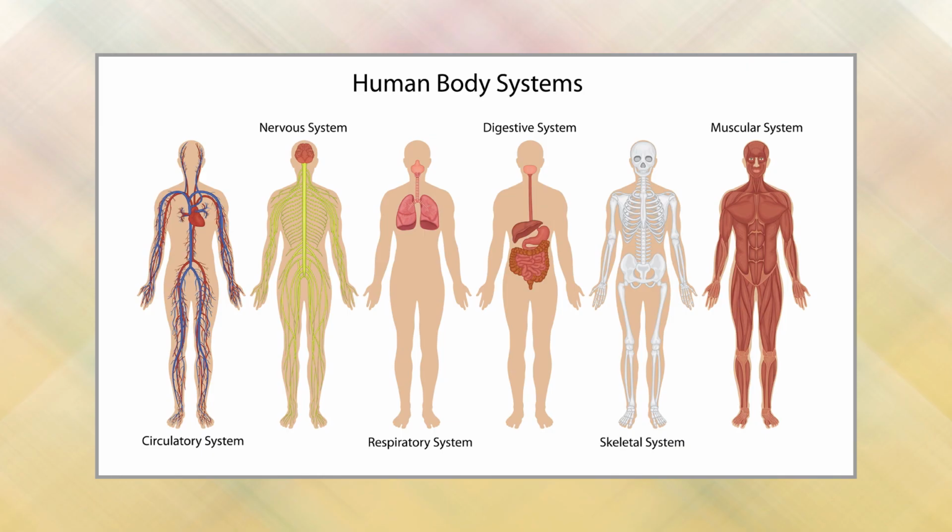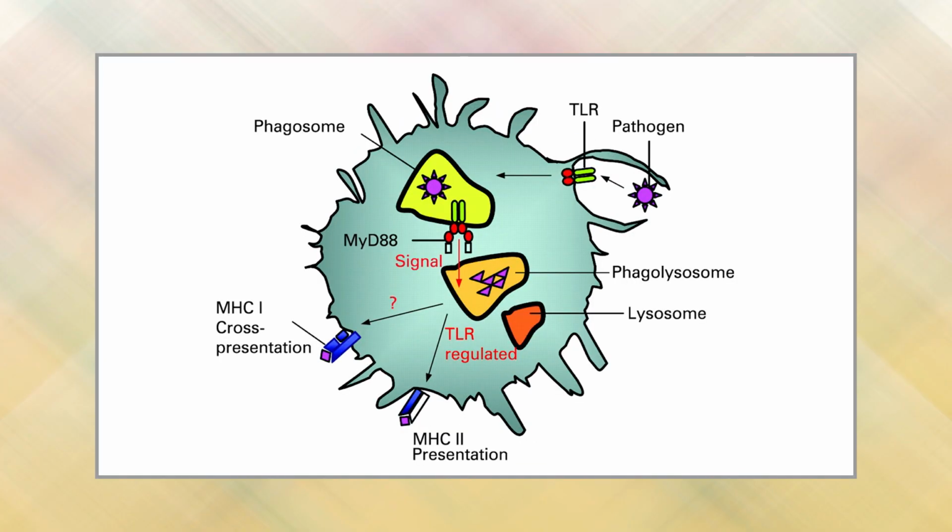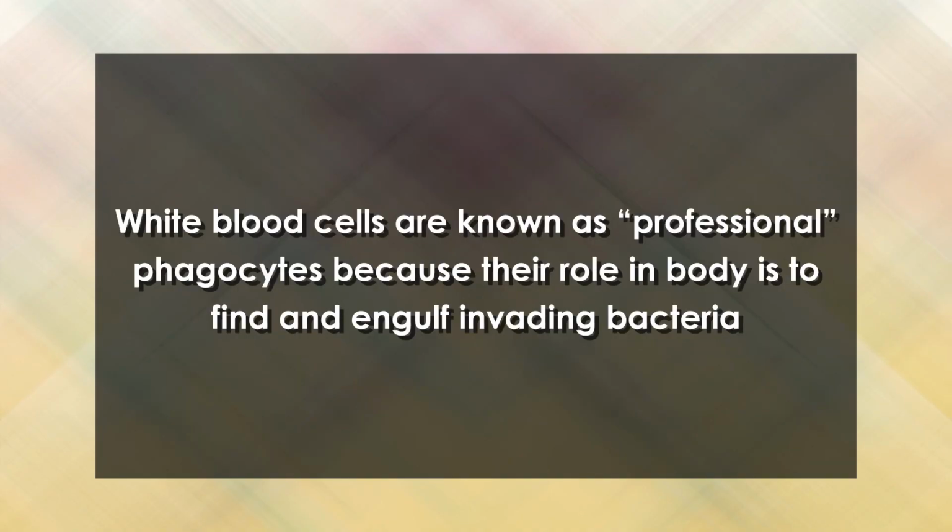Dear students, let us have a look at the examples of phagocytosis. Phagocytes are found throughout the human body as white blood cells in the blood. Many different types of white blood cells are phagocytes, including macrophages, neutrophils, dendritic cells and mast cells. White blood cells are known as professional phagocytes because their role in the body is to find and engulf invading bacteria. Non-professional phagocytes include other types of cells like epithelial cells, endothelial cells and fibroblasts. These cells sometimes perform phagocytosis, but it is not their primary function.